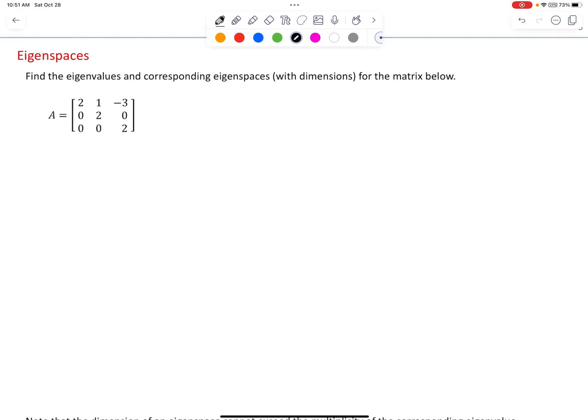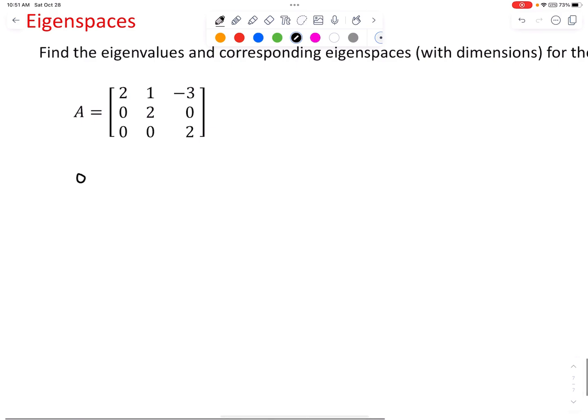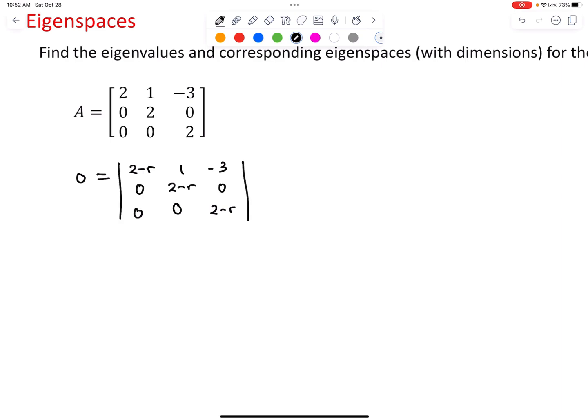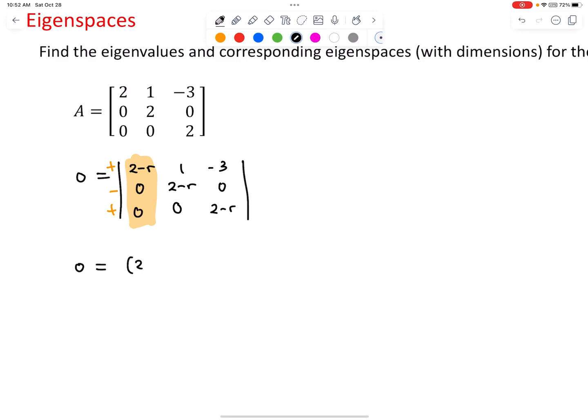Again, find the eigenvalues and corresponding eigenspaces with dimensions for the matrix below. Setting up the characteristic equation, remove r from the main diagonal, leave the other entries the same, calculate the determinant. Well, there's a lot of zeros in the first column, so that's where I'll do my cofactor expansion. So we have a positive 2 minus r times the 2 by 2 matrix not crossed out, which is just going to be 2 minus r times itself minus a 0.